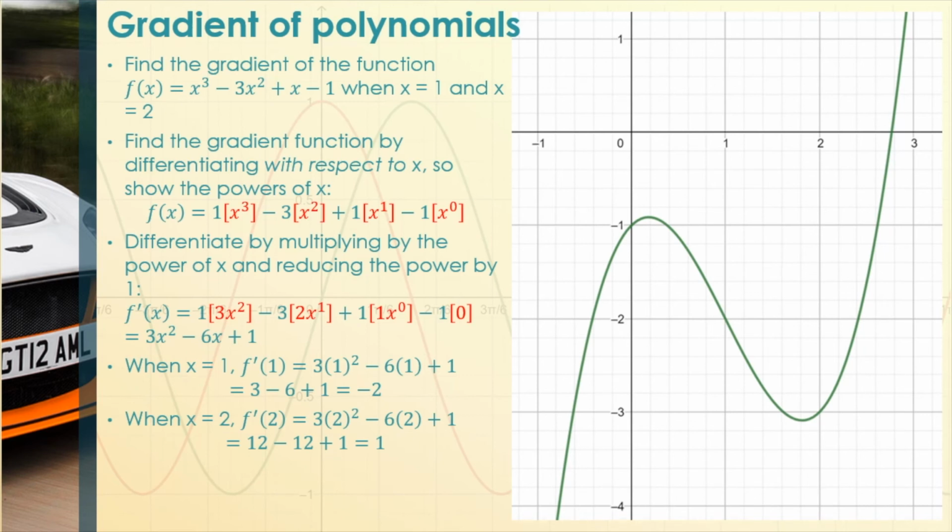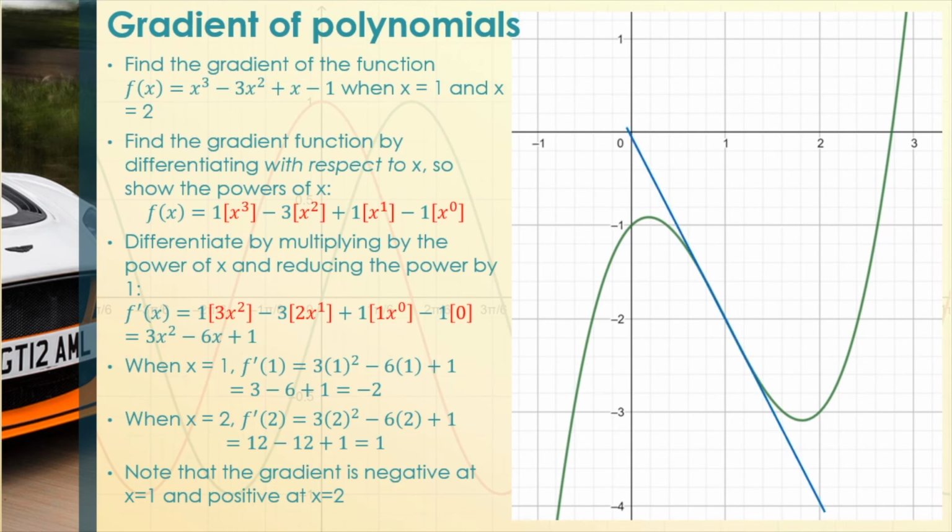When x equals 2, f dash of x becomes f dash of 2. Substituting 2 in the equation, we get 3 times 2 squared minus 6 times 2 plus 1. That gives us 12 minus 12 plus 1, which equals 1. If we look at our tangents, we can see that at x equals 1, the line is negative, and at x equals 2, the line is positive, as we expected.